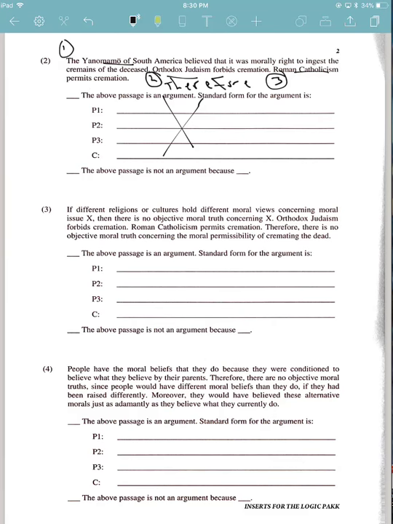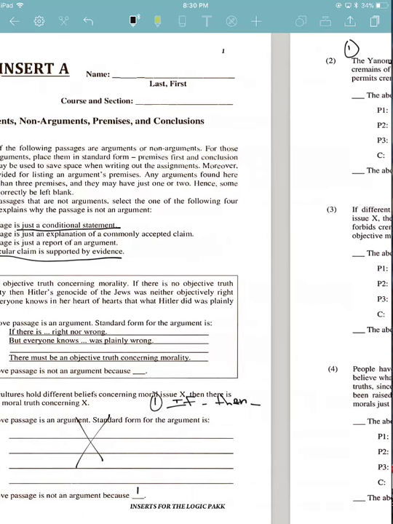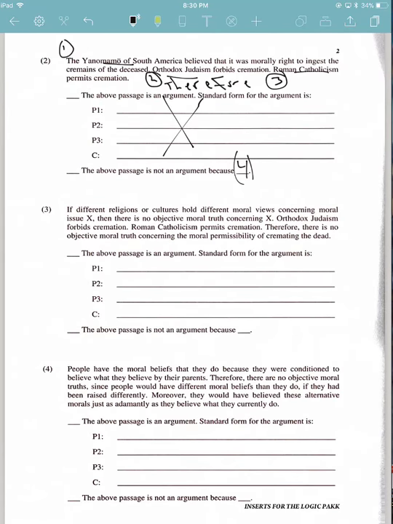So here it's just a bunch of facts, right? If I go back here, it looks like there's no particular claim supported by evidence. So here I would put number 4. And remember that there are other types, and I don't really see much. I don't see a report. It doesn't say according to anybody. So I would just say number 4. Let's go to the next one.